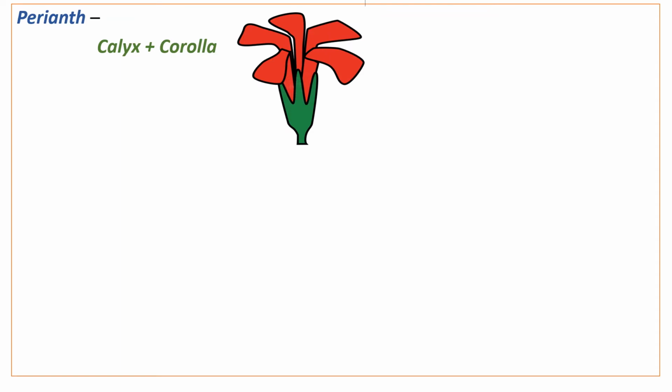Perianth. Calyx and corolla together are called perianth. In this image, these are petals, that is, they make the corolla of the flower. These are sepals, they make the calyx of the flower. Together, they are called the perianth of the flower.